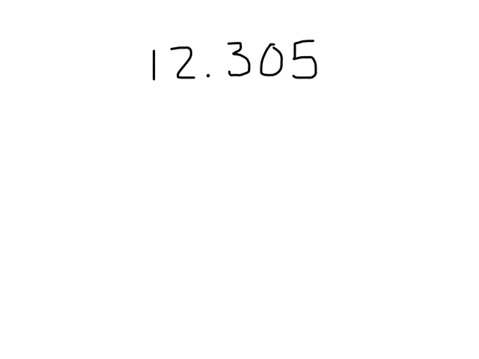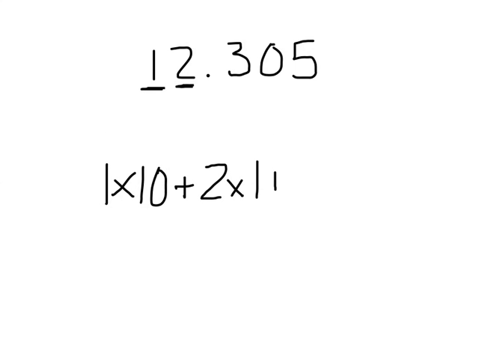12 and 305 thousandths. Again, I can see 2 is in the ones place because it's just to the left of the decimal. So 1 must be in the tens place. I would write 1 times 10. How would I fill in the 2? 2 is in the ones place, so I would write 2 times 1. What about the 3? 3 is just to the right of the decimal, so it's in the tenths place. I would write 3 times 1/10.